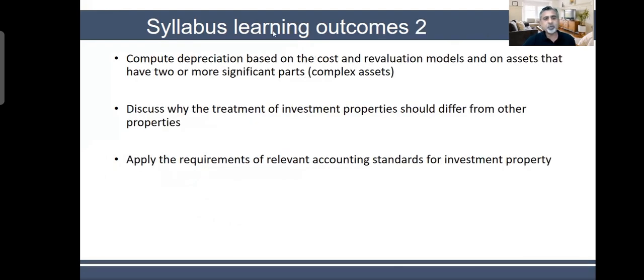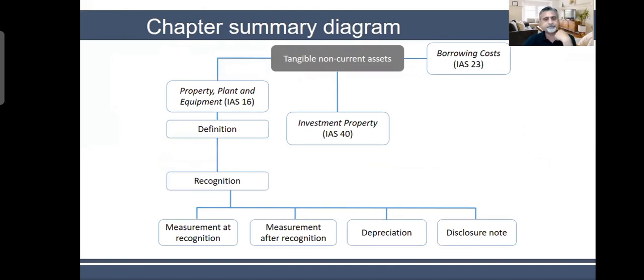Then we need to see the depreciation method and how to calculate depreciation. Then discuss why the treatment of investment properties should differ from other properties. So investment property, we need to discuss IAS 40. That is going to be a different standard. And investment property treatment, accounting treatment for IAS 40 investment property. So this is like a quick summary of what we are planning to do today. Quite a lot of work, but very interesting and very important.